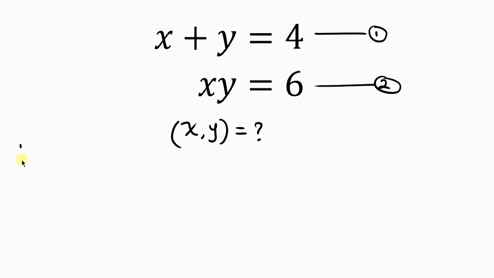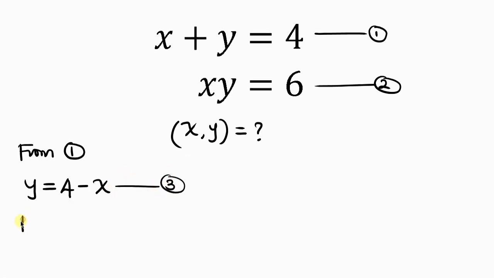So from equation 1, I'm going to be making y the subject by moving x to the right hand side. So I'll have y to be equal to 4. As x crosses to the right, it becomes minus x. So since I have equation 1, equation 2, I can call this equation 3.